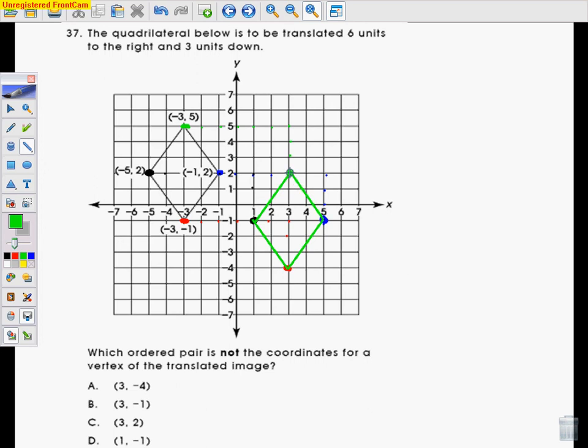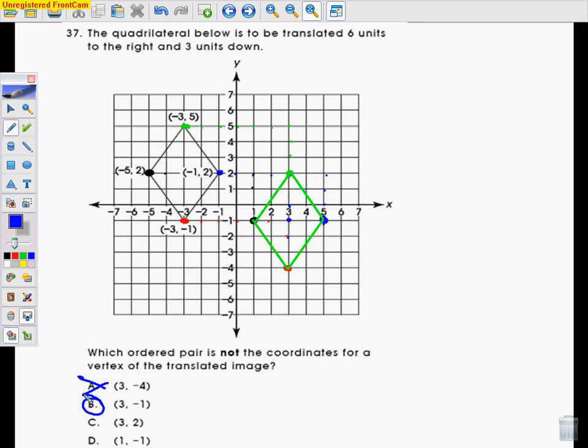All right, so let's go through and see which ordered pair is not on one of the coordinates. So 3, negative 4, is that on our graph? 3, negative 4. 1, 2, 3, 4. That is. So that's not the answer. 3, negative 1. That's here. That's not on our points, so that's it.